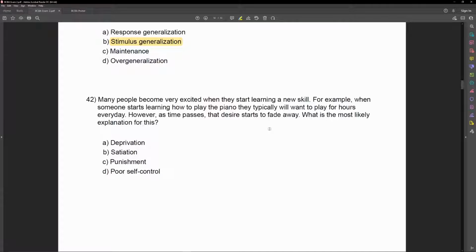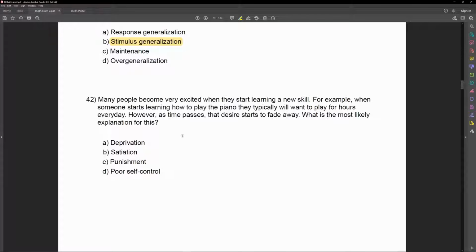I think we can all relate to this, right? You start something, you're very excited, you want to do it all the time. And as you do it, if you don't really love it, or as things come up, the desire kind of goes away. You play it all the time, all the time, all the time. And then slowly but surely, you start playing less and less and less. What is the most likely explanation for that?